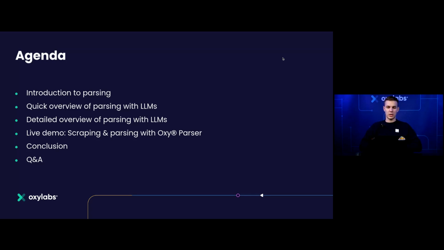We will write two parsers, one for the Oxylabs career job page, and then another one for an eBay product page. So we'll do that in maybe less than a minute. Two parsers in less than a minute with large language models. Then we'll jump to the conclusion and questions and answers. If you have any questions during the presentation, you can use the chat box on your screen and ask me. I'll answer after the presentation.